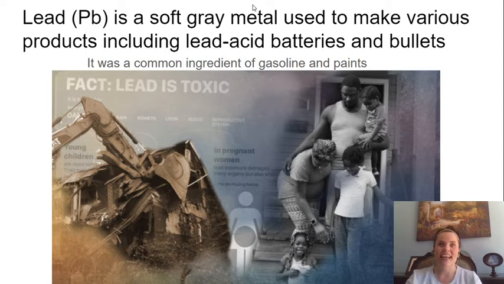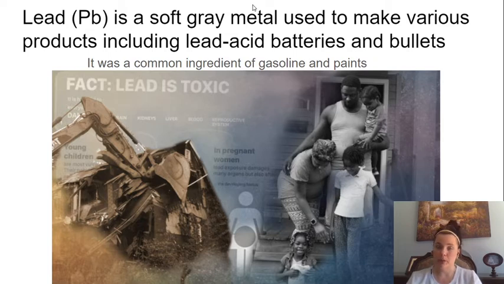All right, lead. Now, the element Pb is lead. So if you see Pb, that means lead. And we used to have lead in paint. We don't anymore. You could not buy lead-based paint if you tried. I'm assuming that it made a good adhesive. I don't know any other reason why there would be lead-based paint. But the problem is that in a lot of our older housing units where they can't afford to repaint, they may be dealing with the lead-based problem.